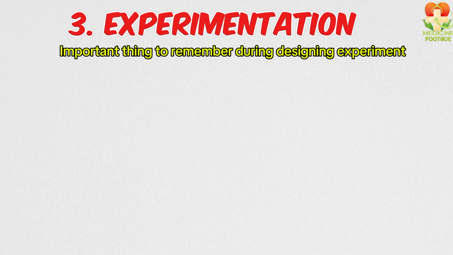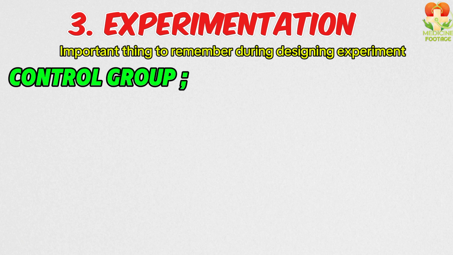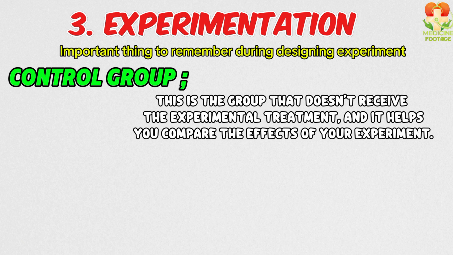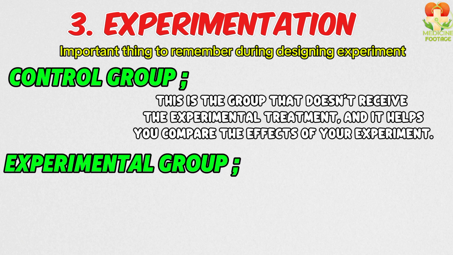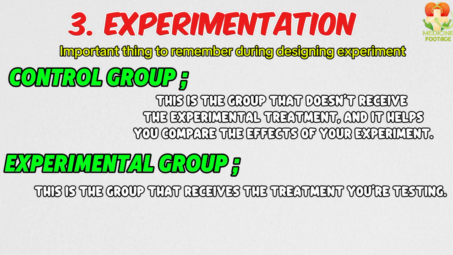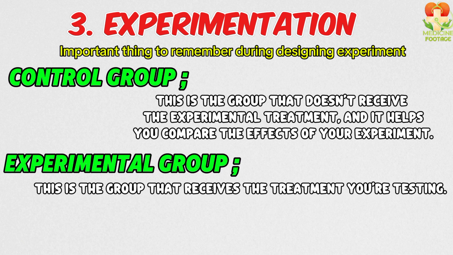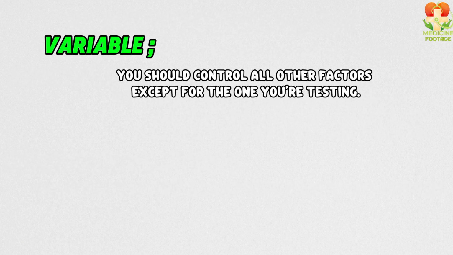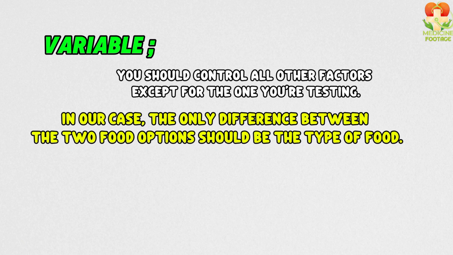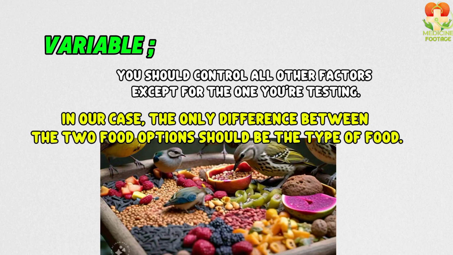There are a few important things to remember when designing your experiment. Control group. This is the group that doesn't receive the experimental treatment, and it helps you compare the effects of your experiment. Experimental group. This is the group that receives the treatment you are testing. Variables. You should control all other factors except for the one you are testing. In our case, the only difference between the 2 food options should be the type of food.